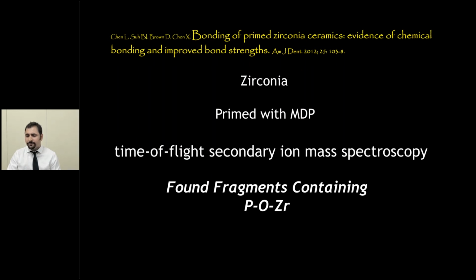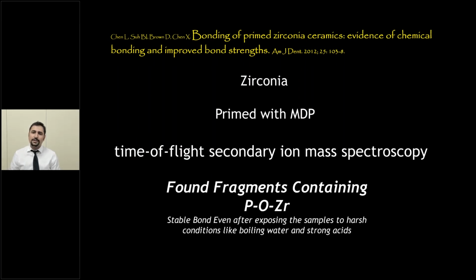And they went further as well. They exposed the zirconia surface, after priming with MDP, to harsh situations like boiling water and strong acids. Again, they did the same time of flight secondary ion mass spectroscopy test, and they found again the P-O-Zr bond inside the fragments that were scraped off from the surface. That showed that when you prime with MDP, not only do you get a bond, you also get a durable bond that's not going to be affected simply by harsh situations out there.